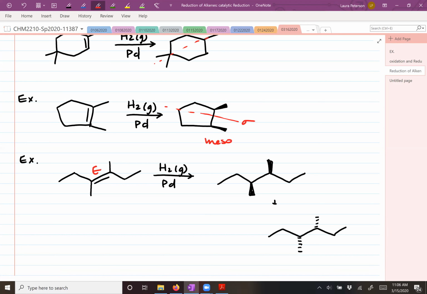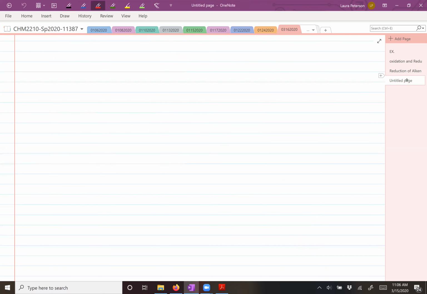Okay, so we can use some information from hydrogenation, or the addition of hydrogen gas across an alkene, to assess the stability of our alkene starting materials. So let's go ahead and talk about the stability of alkenes. Just like any other molecule we've talked about, there's a gradient in terms of stability for one reason or another.